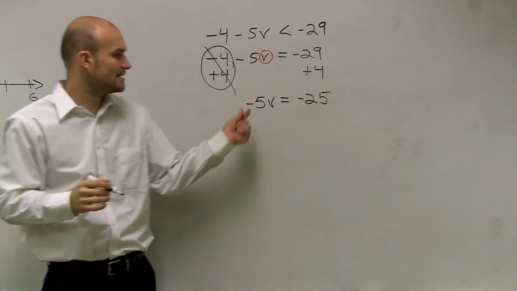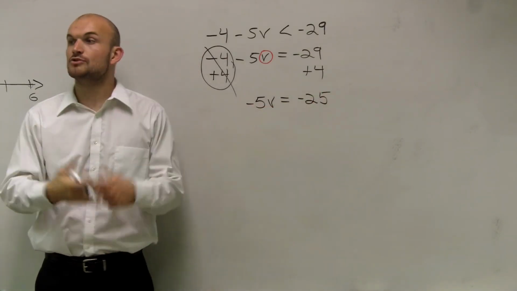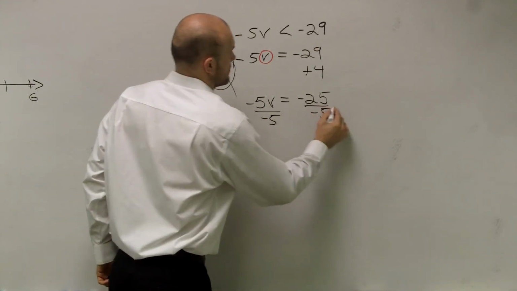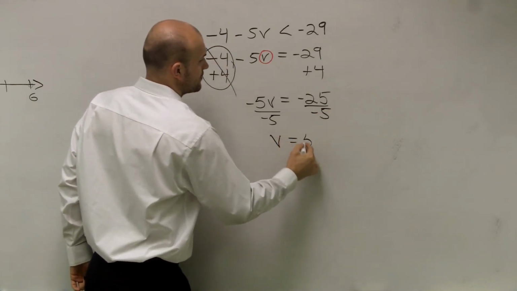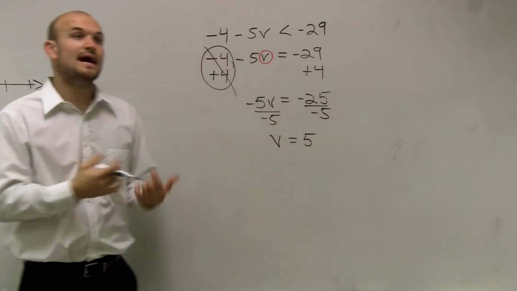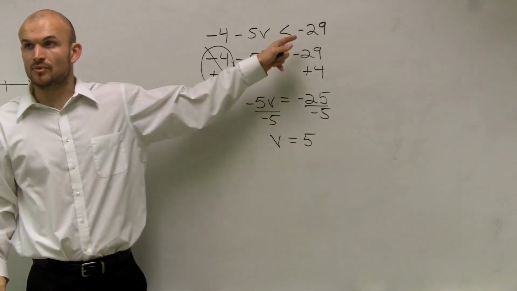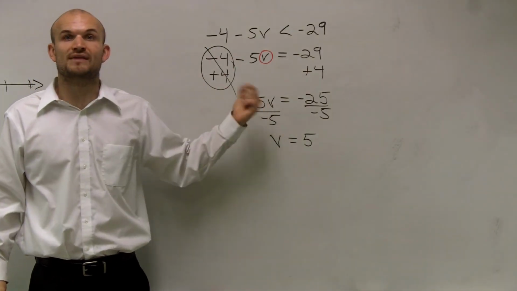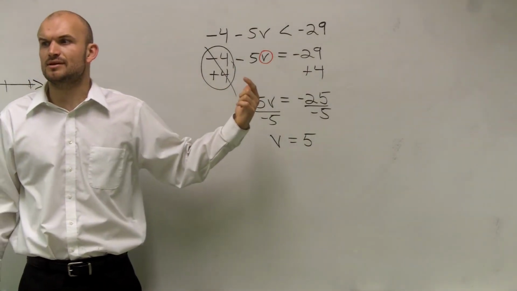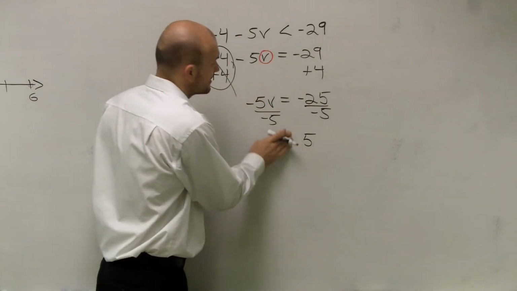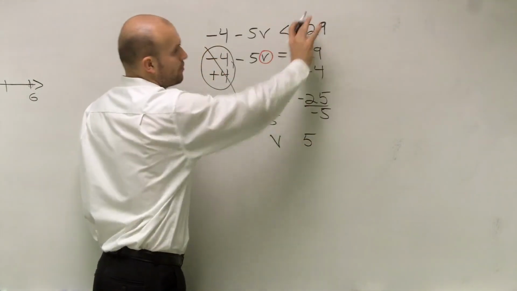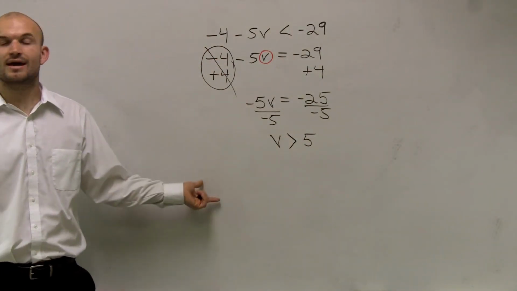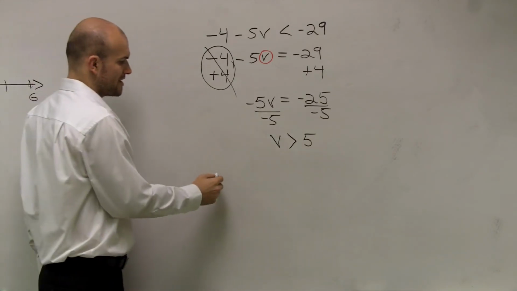So now I say, all right, -5 is being multiplied by v. To undo multiplication is to divide by -5. Therefore, v is equal to a +5. So now what we need to do is input back our symbol. Now remember, I told you guys, whenever you divide or multiply by a negative number, we have to do what with the sign? Flip it. There you go. Always forget. So therefore, instead of opening to the right, it opens now to the left. Okay? Then, like the first part of the worksheet, we just graph it.